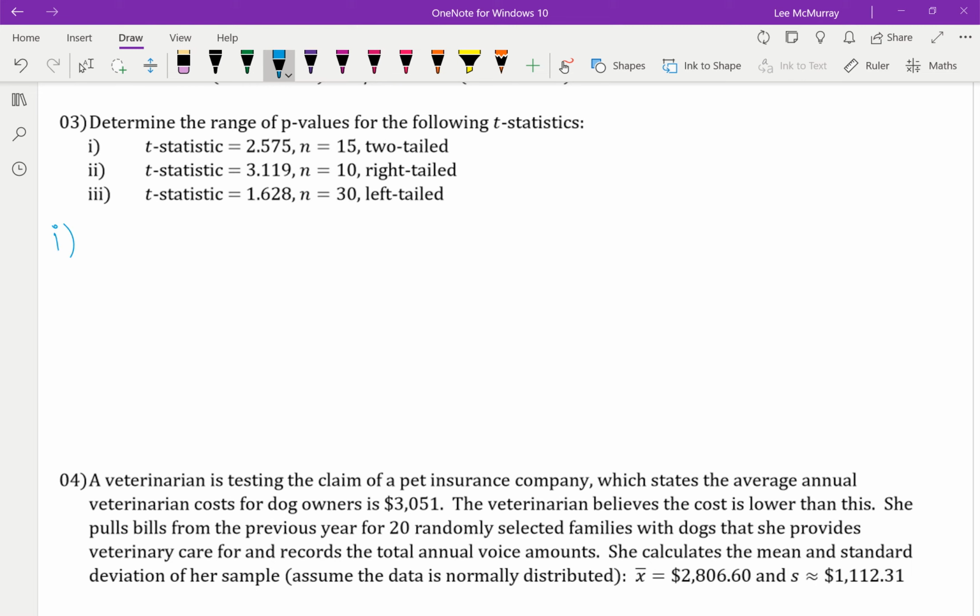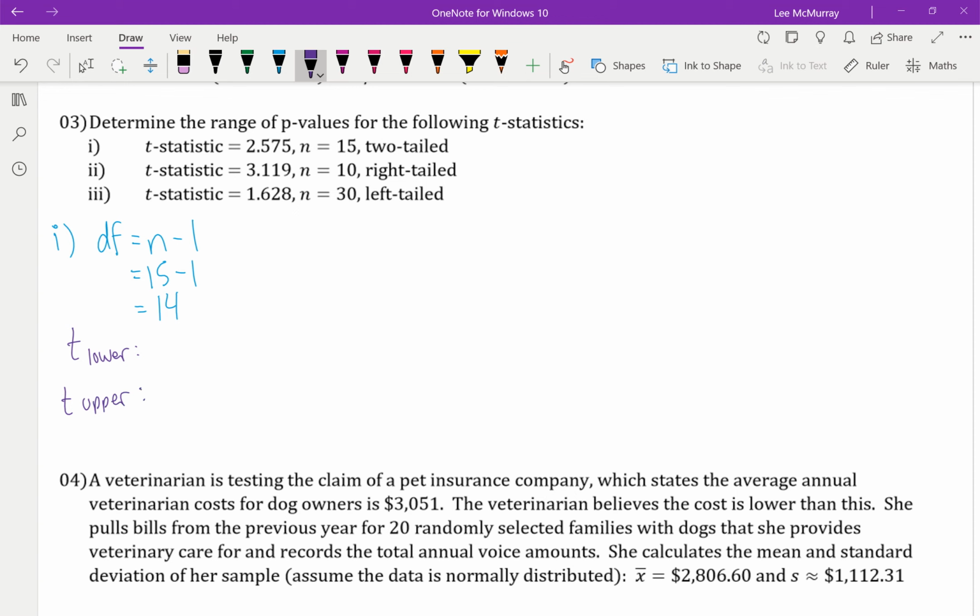So for number 1, our degrees of freedom is where we start. So degrees of freedom is n minus 1. So in this case, we have 15 as our n value. So 15 minus 1 is 14. So our degrees of freedom we're going to use is 14. Now we're going to have a t lower and a t upper.